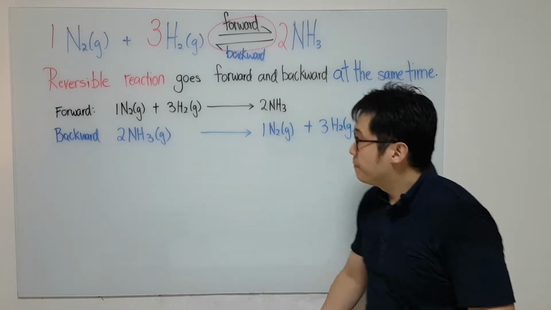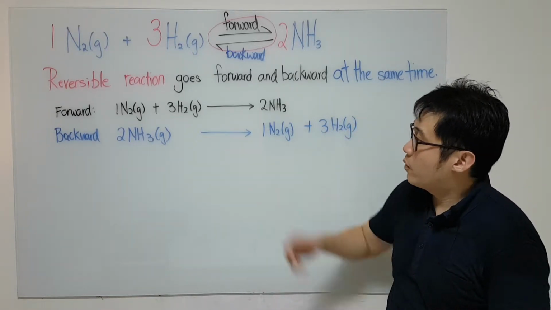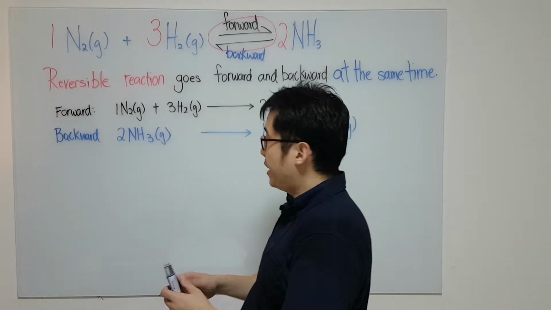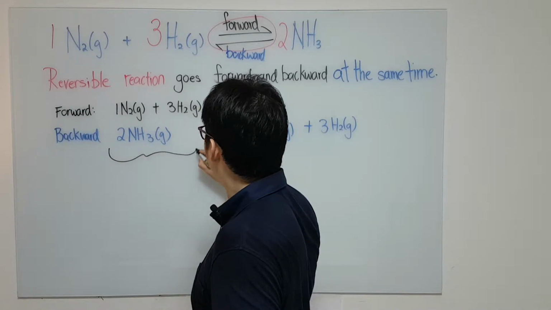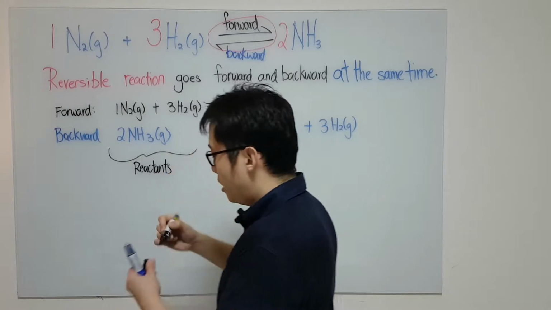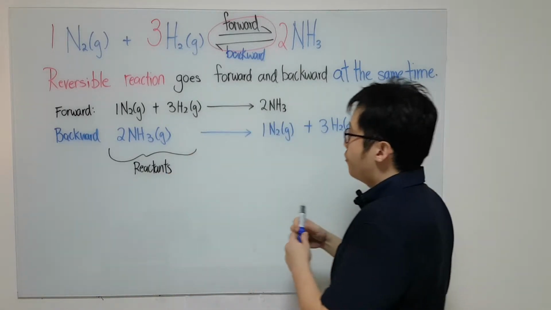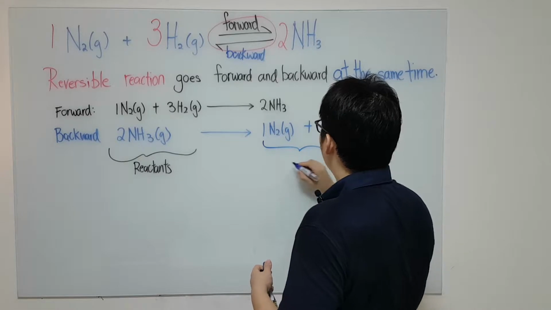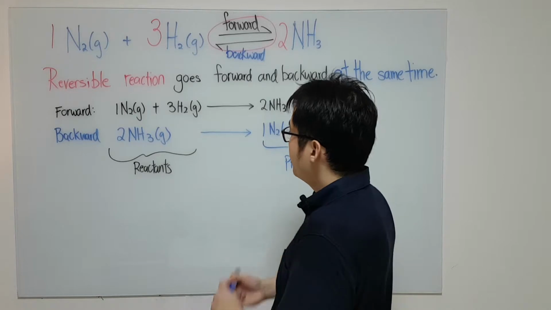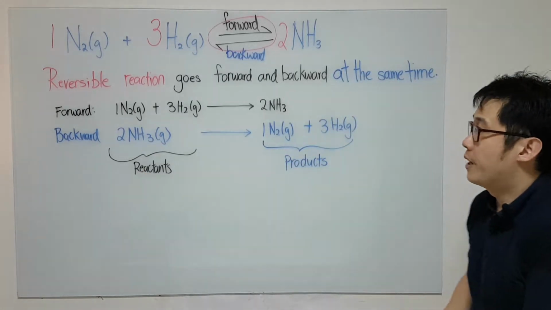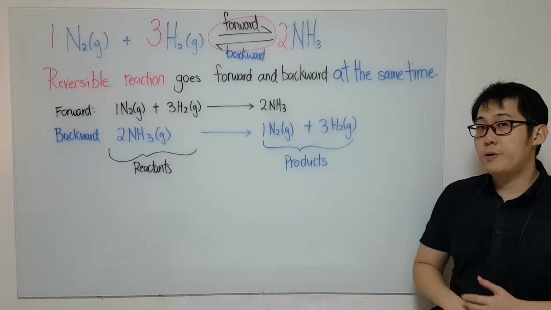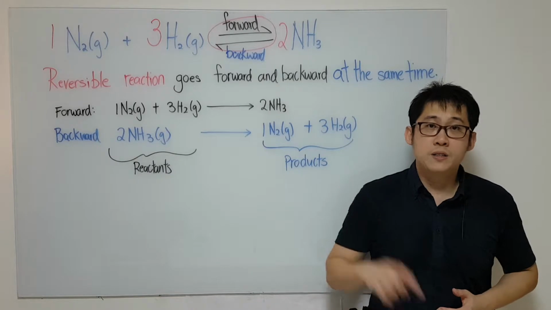Now, in this case here, as long as I write this way, whatever that appears on the left-hand side of your arrows, they will be known as your reactants. Whereas whatever happens on the right-hand side of the arrows, they will be called your products. So in this case, reactants becoming products. And this, students, is all you need to know about reversible reaction for now. Part 1 is over.